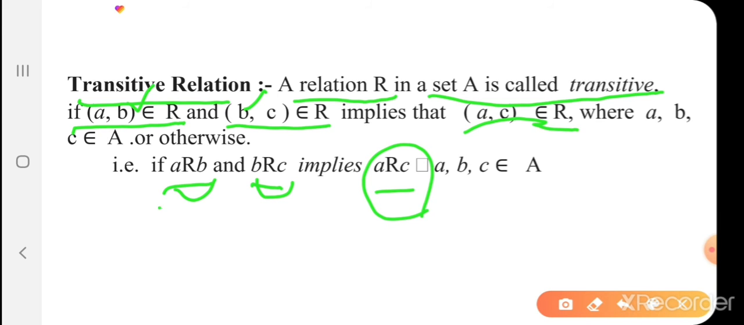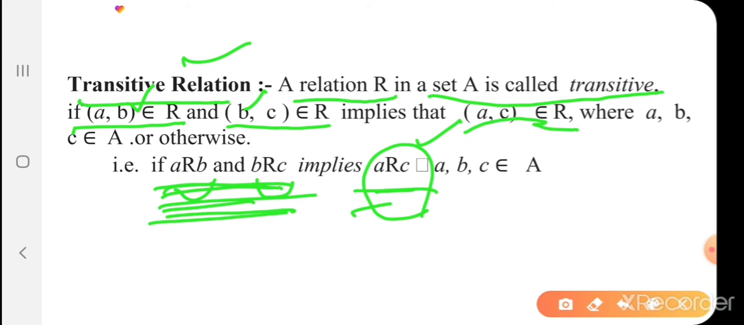If the first element is not related with b and the second element is not related with c, then there is no need to show this to prove transitivity. So in that case it is automatically transitive. If this situation is present here, then you have to show this. If this is okay, then you say the relation is transitive.